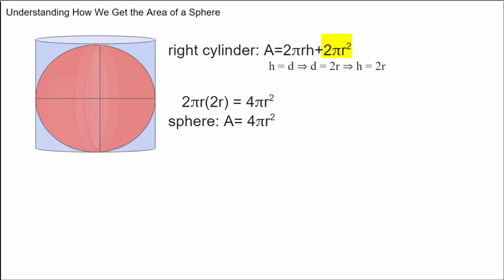Then you have 2 pi r squared. The reason you have 2 here is because pi r squared is the area of one end cap, so to get the area of both of them, you need to multiply that by 2.